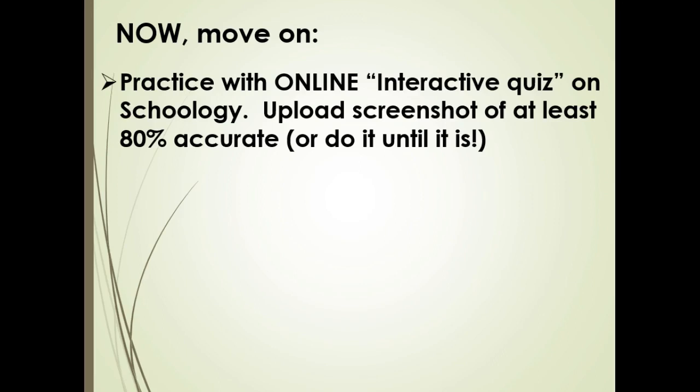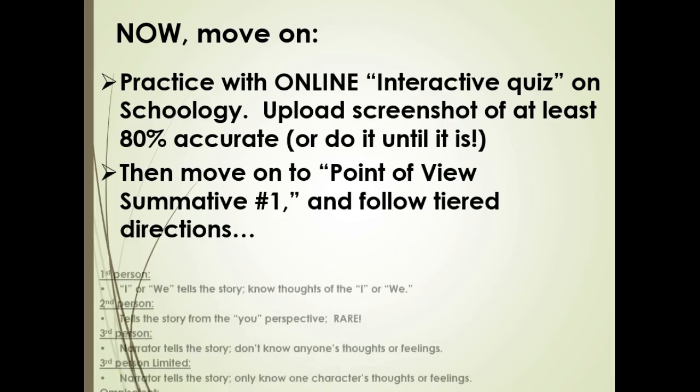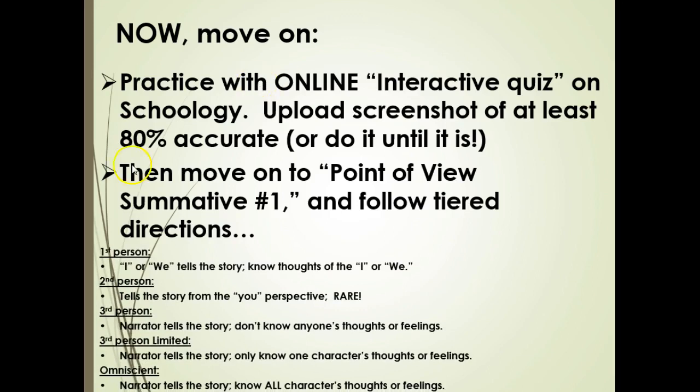Once you've done it, that's just like do it till you get it. For goodness sake, don't move on until you're ready. Then you're going to take a point of view summative. It's only 5 questions. If you get at least 80% correct on that, then you may move on to the final project. If not, you need to review your notes, ask some questions, go over what you missed, and take the second one. And then that one is what it is. So don't fail it without good effort.